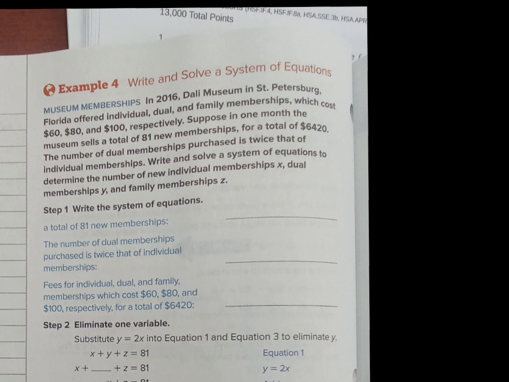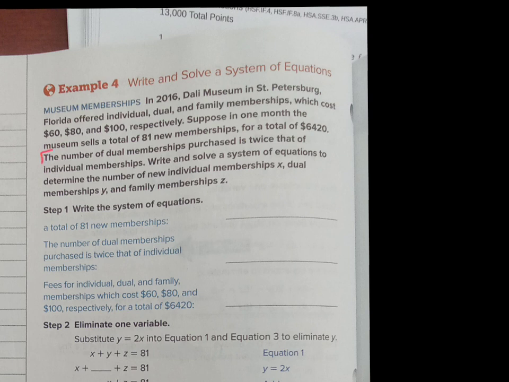All right, so this should also be in your notes. In 2016, the Dali Museum in St. Petersburg, Florida, offered individual, dual, and family memberships, which cost $60, $80, and $100 respectively. Suppose in 1 month, the museum sells a total of 81 new memberships, for a total of $6,420. The number of dual memberships purchased is twice that of individual memberships. That's going to be an important one, for a variety of reasons. That's going to be one of our equations, so I'm going to highlight that part right now.